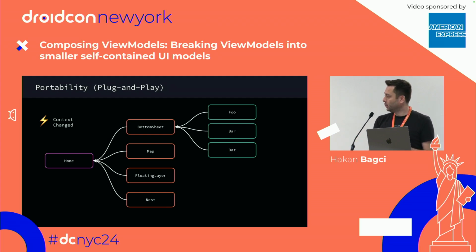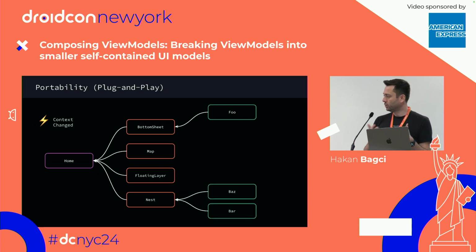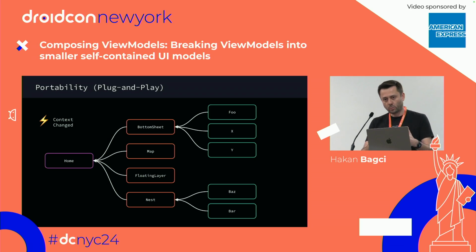And here, bar and buzz are becoming less important in this context. So we are moving them to Nest host, and they start functioning there without any need for any data context from Nest. And X and Y microfeatures are arriving because in this context they are more important, and we are just registering them to bottom sheet, and they start functioning. So microfeatures are portable. You can just plug and play them in any host, if it's compatible with the host, of course.